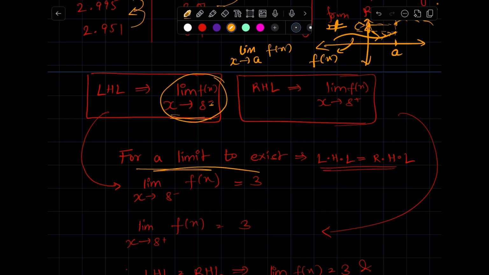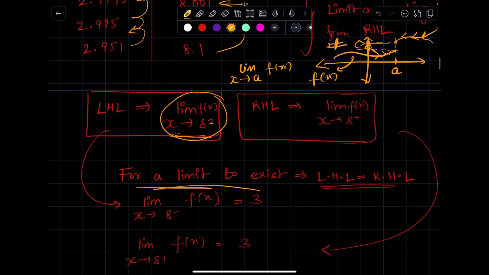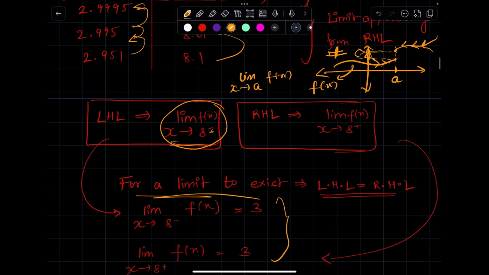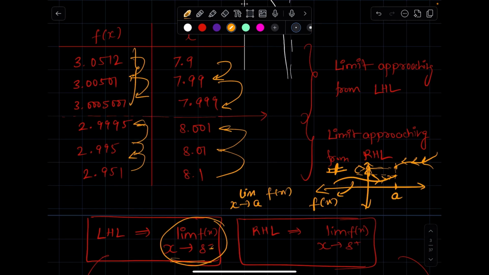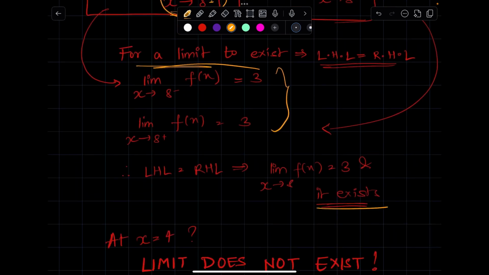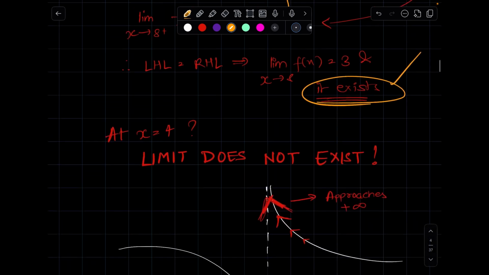So for a limit to exist, you need the left hand side limit to be equal to the right hand side limit. As in this case, both of these limits are approaching 3. Therefore, these two limits are going to be equal, and thus limit f of x as x tends to 8 is equal to 3, and it exists. So that is your basic limit.